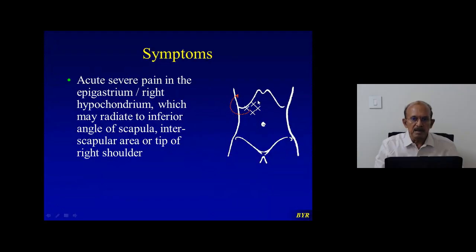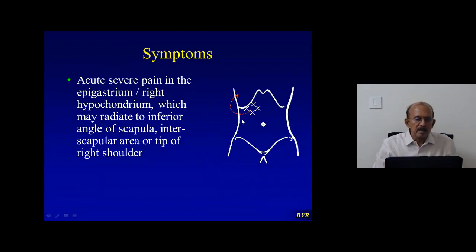So initially the patient gets pain in the epigastric region, but after a few hours the overlying peritoneum of the abdominal wall is also inflamed. Then the patient gets pain in the right hypochondric region, which is sharp, well localized. The epigastric pain is only a discomfort. Then this pain will radiate to the back towards the inferior angle of the scapula. Sometimes it may radiate to the tip of the right shoulder.